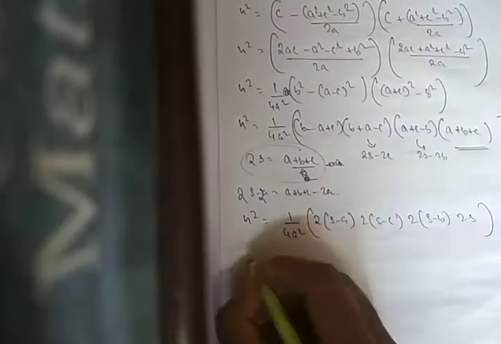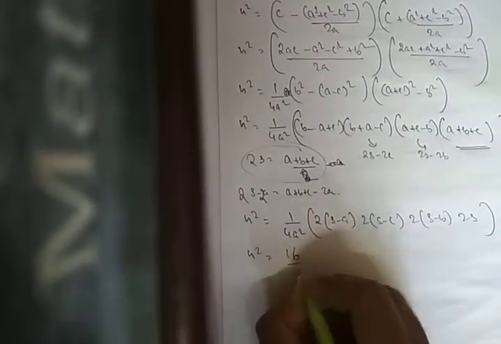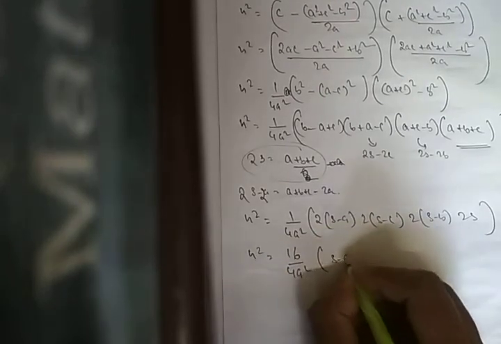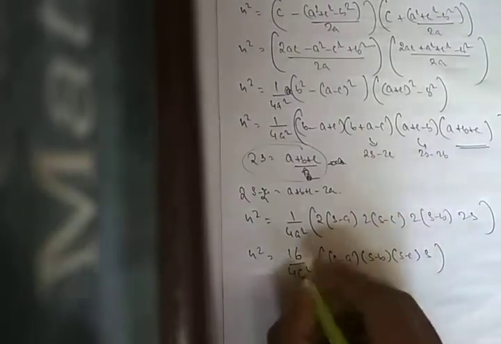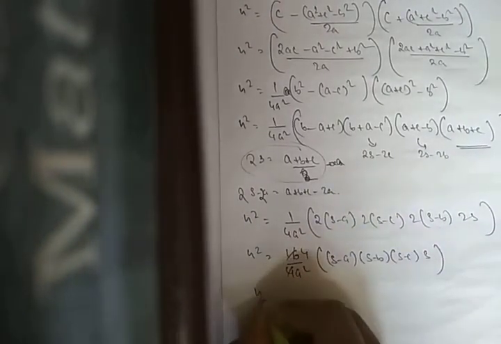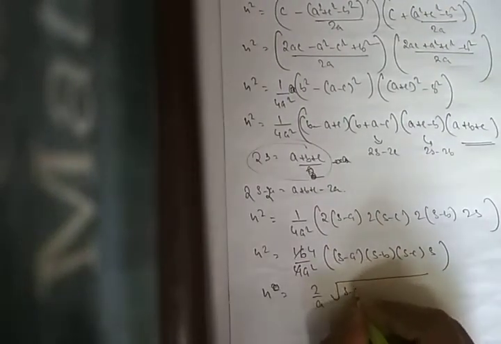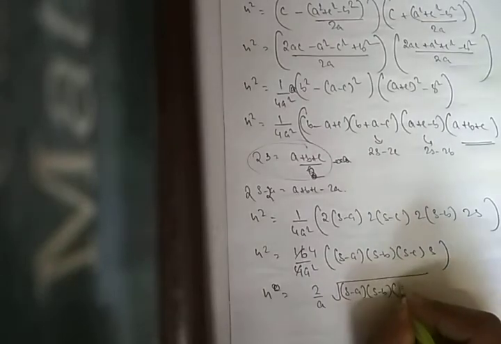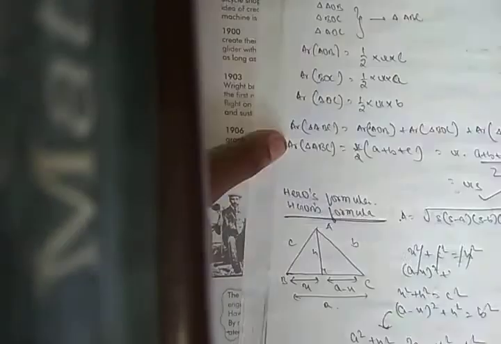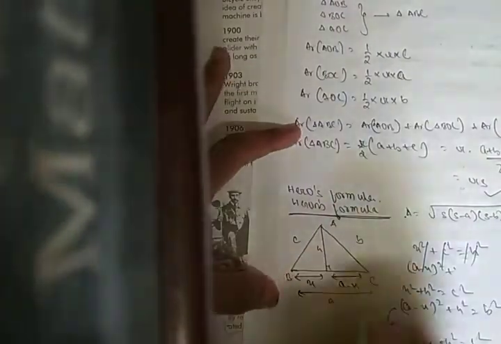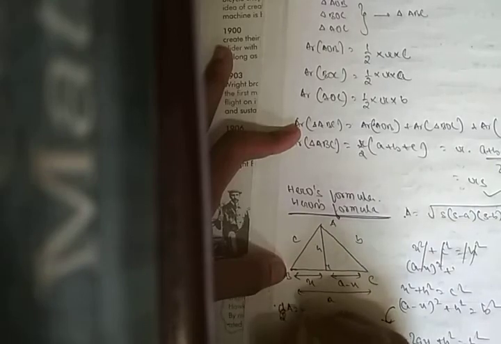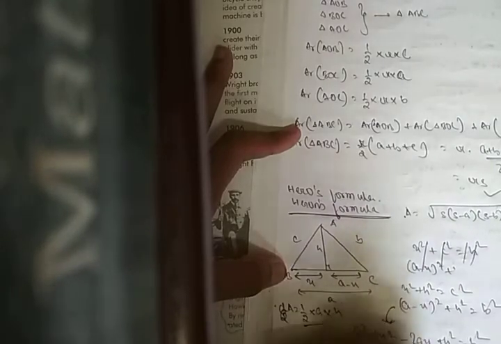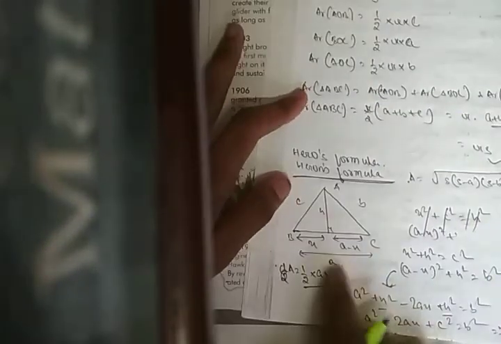Taking all the 2s common, we have 16 over here, so 16 by 4a square into (s minus a)(s minus b)(s minus c) into s, which turns to 4. So h square is that, so h is 2 by a times root under (s minus a)(s minus b)(s minus c) into s. From this triangle we can find the area. If this is the height and a is the base, then the area is half into a into h.